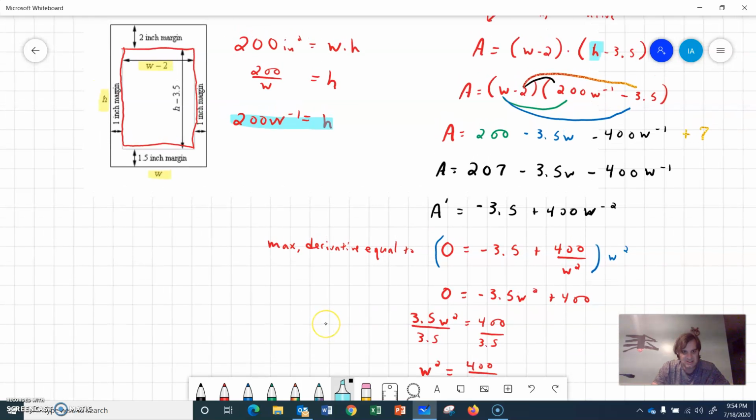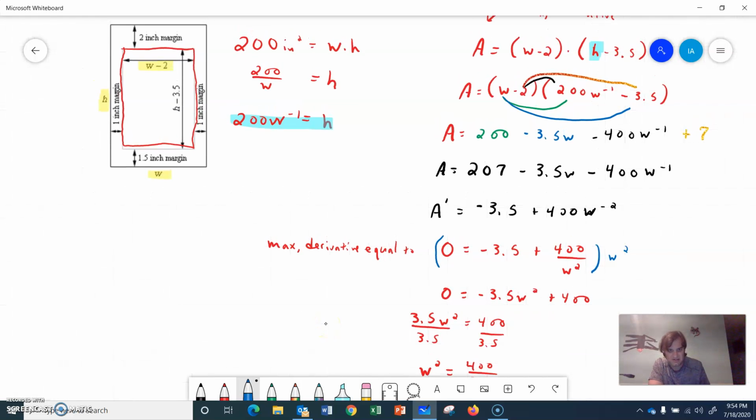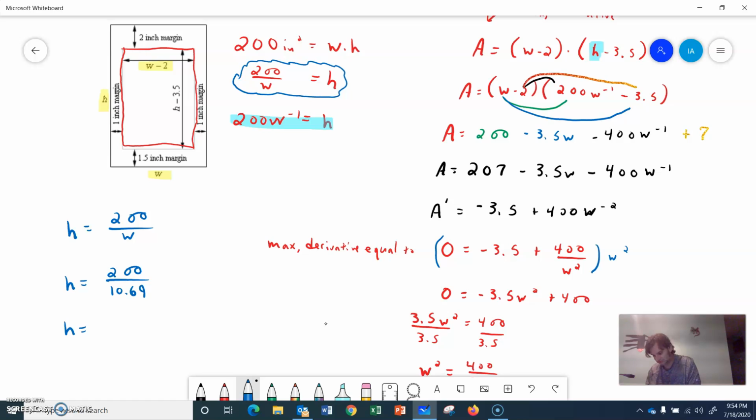Let's come back up and see. So we did have a relationship between W and H up here. Okay. And since I rounded off, we'll just go ahead and use that, but it says H equals 200 over W, and we just decided that W was 10.69. So if we divide that out, we get 18.71 inches. So we have a width and a height there.